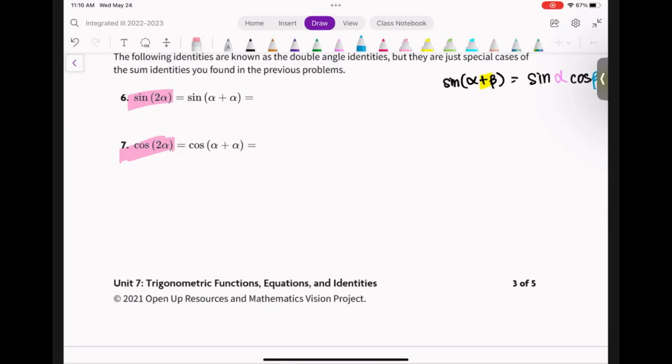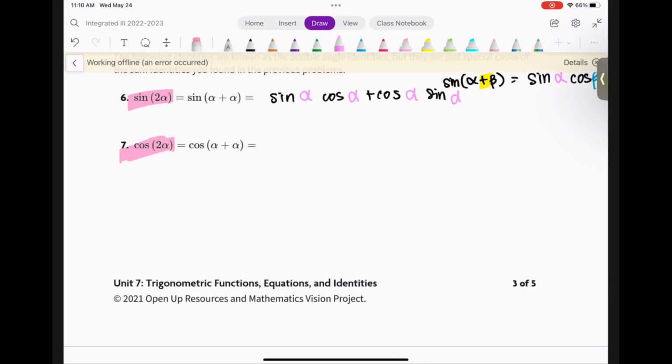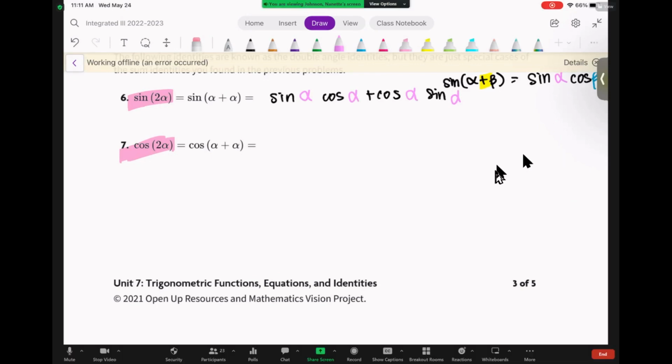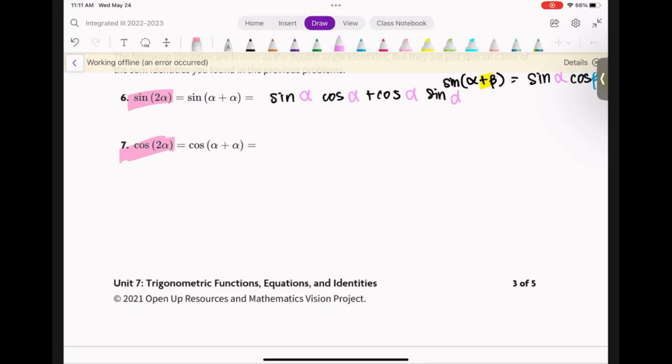So the first thing that I'm going to do is go sine, cosine, cosine, sine, just like I did before. Oh no, you're running into each other. That's okay. And then it's a plus because it matches. And then you just write alpha all the way through because it's all alpha. Everybody okay with that? And then you say, okay, wait, sine alpha cosine alpha plus cosine alpha sine alpha. Anybody notice anything?